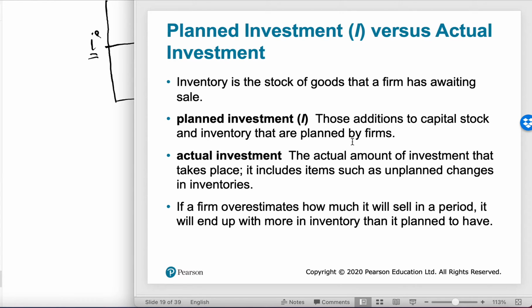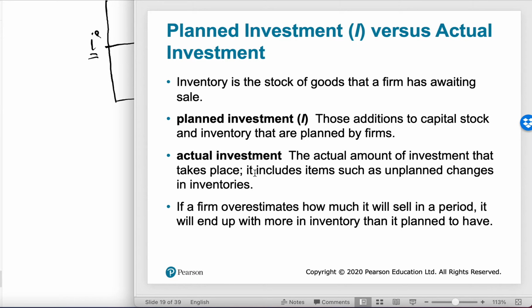by the firms. A firm, in the beginning of the period before production takes place, plans to make some production. So it goes and buys machines and materials and things. The investment is decided in advance. Actual investment is when the equilibrium has taken place. So the actual amount of investment is when the changes in the inventories are settled and no longer changing. That is the actual investment.